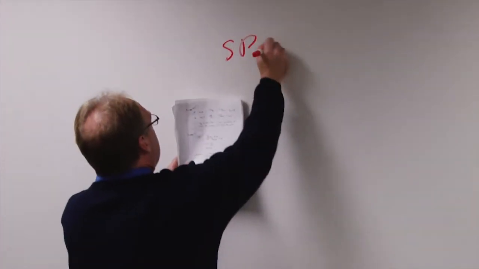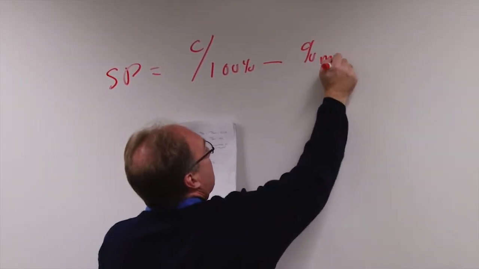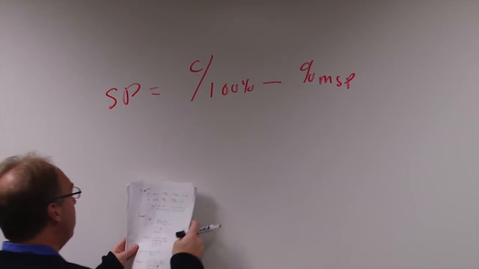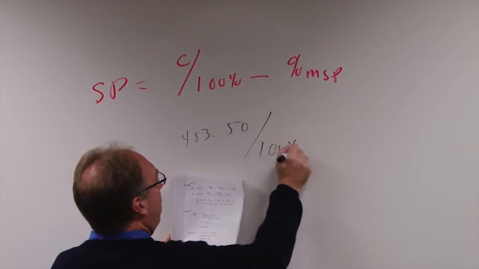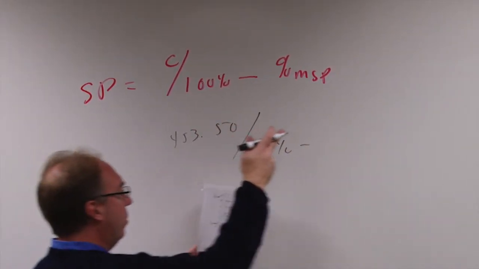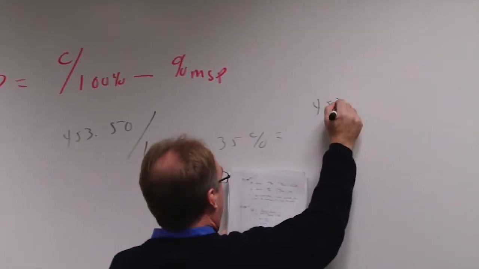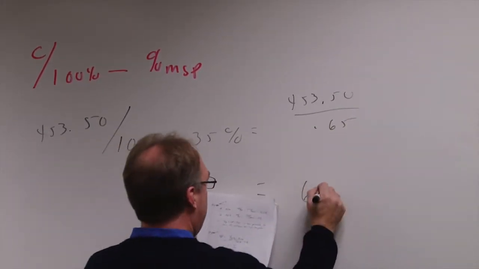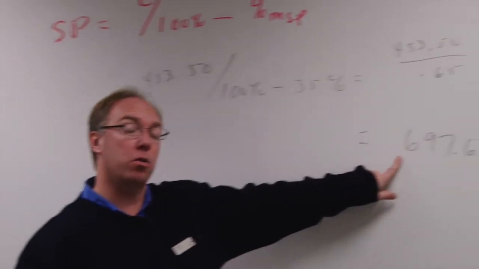So the first thing we're going to do is we've got to get a sales price. And the sales price is equal to the cost divided by 100% minus the markup based on selling price. So that's the first thing we want to do. Now our cost given to us was $453.50. We want to divide that by 100% minus the markup based on selling price given to us, which was 35%. And so this is going to become $453.50 divided by 0.65. And we do the division, we get $697.69. That is the selling price that we're going to start with in the series.